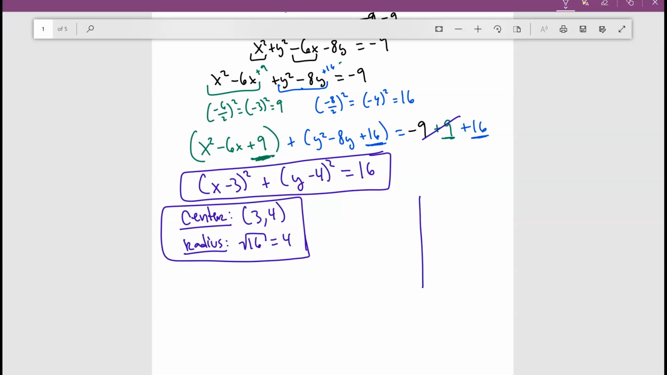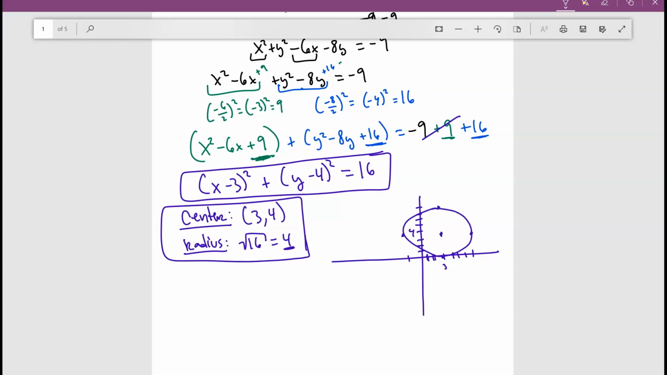If you want to graph it, you can obviously graph it. It's going to be 3, 4: 1, 2, 3, and then 4: 1, 2, 3, 4. And this 4 is just saying that you want 4 units up and 4 units everywhere. So from this point, 1, 2, 3, 4 units up. From this point, 1, 2, 3, 4 units this way. 4 units down, 1, 2, 3, 4. And then 4 units to the left, 1, 2, 3, 4 over here. So my circle is going to look something like this if I can draw correctly.